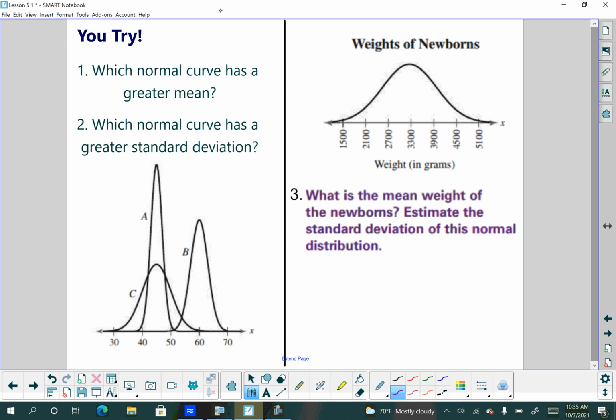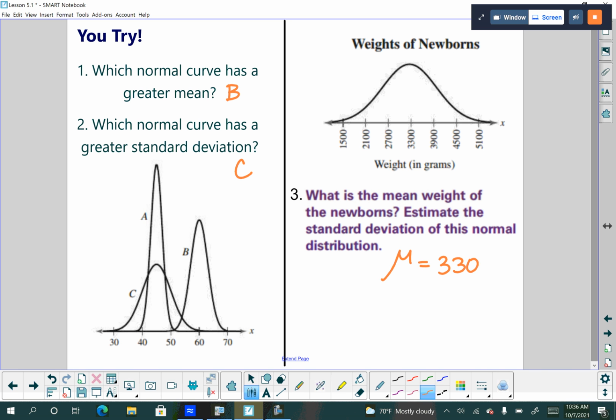All right, number one, which one has the greater mean? B. Which one has the greater standard deviation? C. Perfect. What did you estimate the mean to be? 3,300. And then standard deviation, approximately, I would say 600 sounds good. Great. Any questions on those?